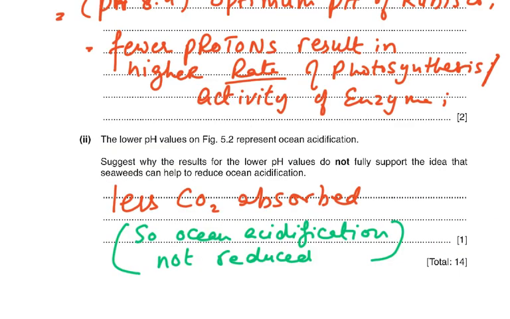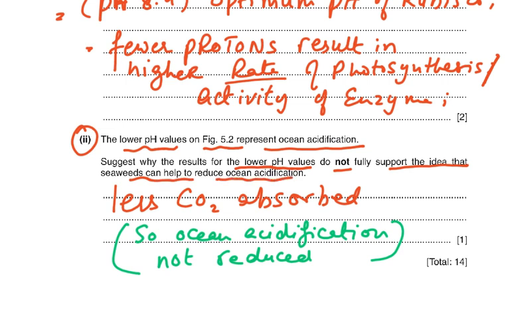Part 2 of the question was very basic. The lower pH values on the figure represent ocean acidification. Suggest why the results for the lower pH values do not fully support the idea that seaweeds can help to reduce ocean acidification. Yes, because you see less carbon dioxide absorbed, so ocean acidification is not reduced. What we have to understand is that if photosynthesis is not going to increase, CO2 is not going to be absorbed. So less CO2 absorbed, so ocean acidification was not reduced.